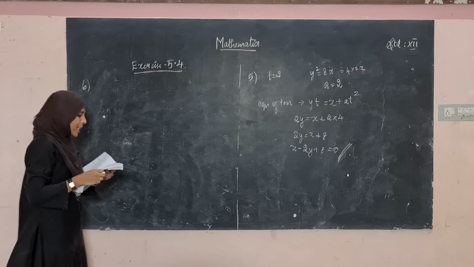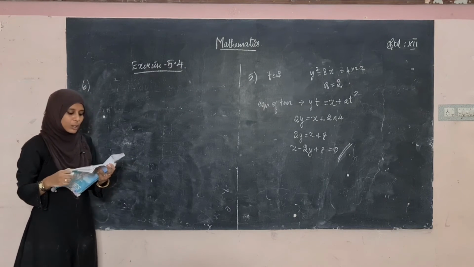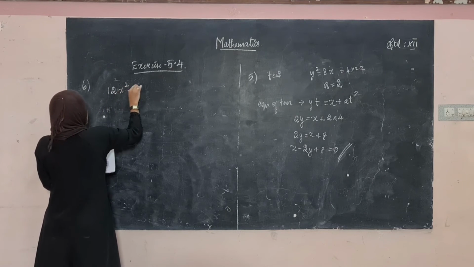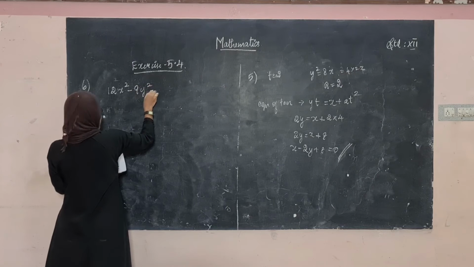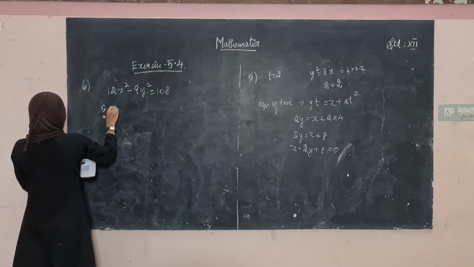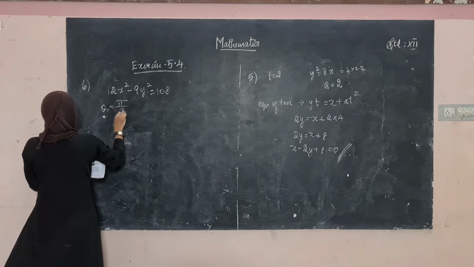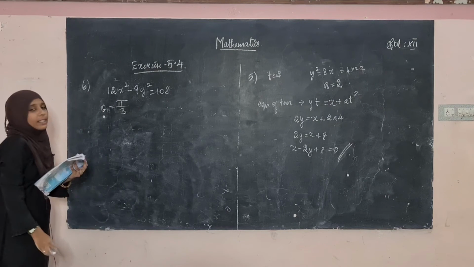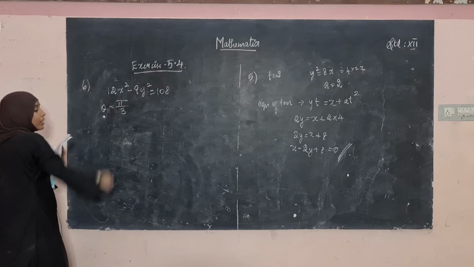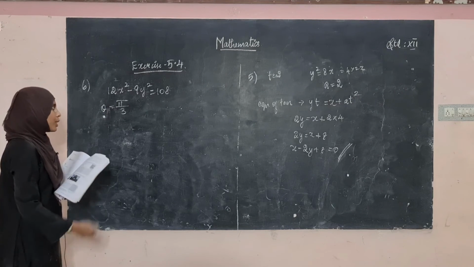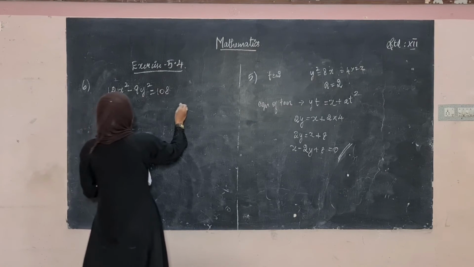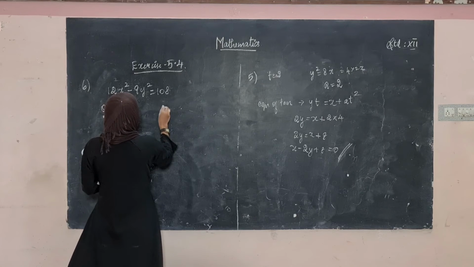Find the equations of the tangent and normal to the hyperbola. The equation is given as 12x square minus 9y square is equal to 108, and they have given theta as pi divided by 3. We have to find the equation of tangent and also the normal. Since theta is given, we have to use the parametric form. In the hint also they have asked us to use the parametric form. So now let us take this and divide throughout by 108.